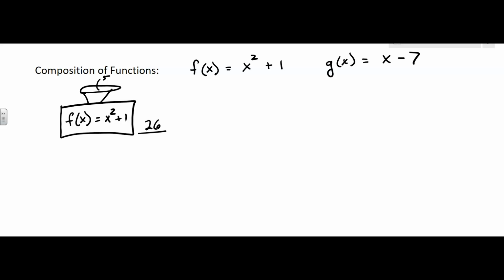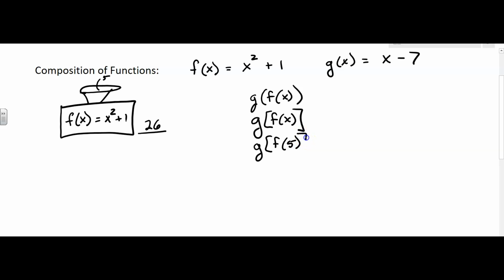But now what happens with a composition of functions? Let's say you want to find g of f of x. Sometimes I'll write it this way. Sometimes I'll write it with brackets. And then I'll give you some other notation in a minute. So what we just did was we found g of f of, well, we haven't yet. We just found f of 5, right? So we did that. We put the 5 in. We got a 26 out.